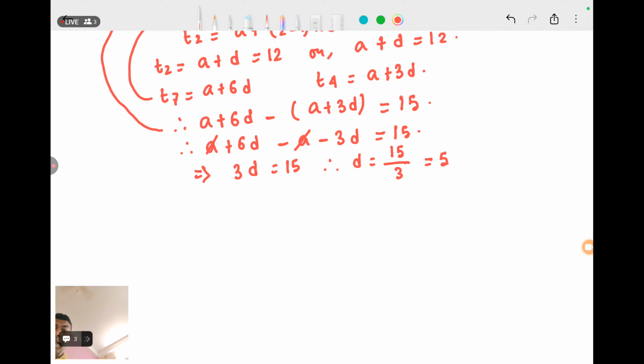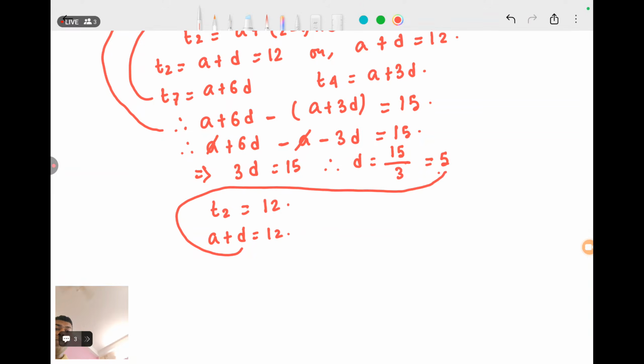Now, here it is given that T2 is equal to how much? T2 is given as 12, and we can write T2 as a plus d is equal to 12. Now putting the value of d in this given equation. Here we have found that d is 5. Therefore, a plus 5 is equal to 12. Therefore, a is equal to 12 minus 5 is equal to 7.